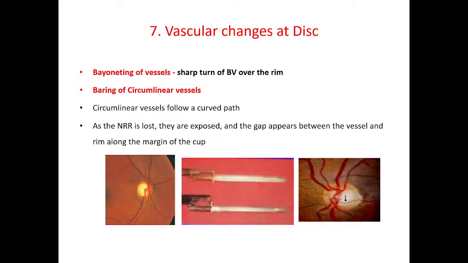This is a vessel known as the circumlinear vessel, which runs at the margin of the cup. Now, the cup has receded here. So, we see a bearing of this vessel. Okay. The cup margin which was here previously has now gone here. So, we see bearing of this vessel which was running at the cup margin, known as the circumlinear vessel. So, bearing of the vessel and the bayoneting sign are signs of the loss of the fibers, and these are typical. These signs also tell us there is a loss of the retinal nerve fibers in this area. Okay.